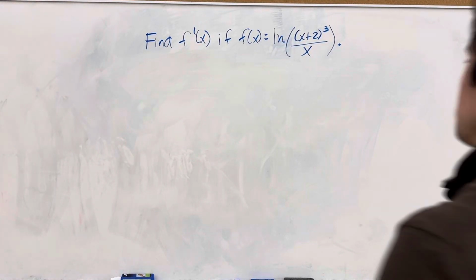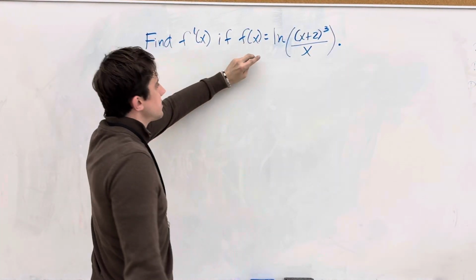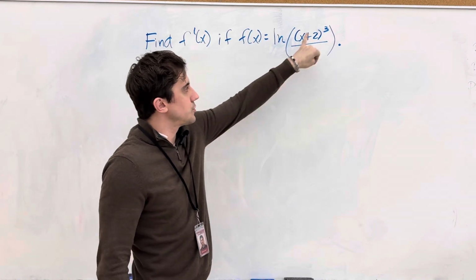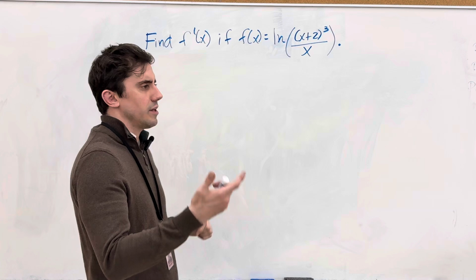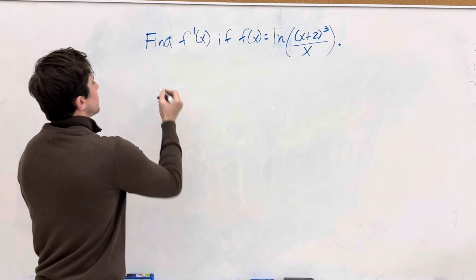Hey everyone, today we're going to find the derivative f prime of x if f of x is defined to be the ln of (x plus 2) all cubed, all over x. Okay, so this is going to be an application of the chain rule and the quotient rule, and probably repeatedly so. Let's try it out.